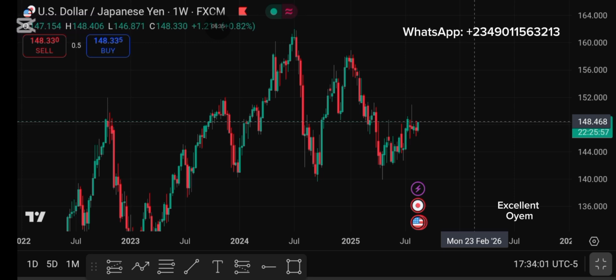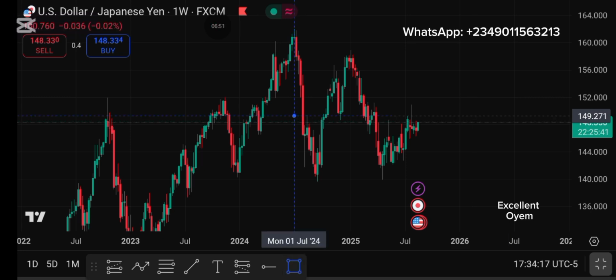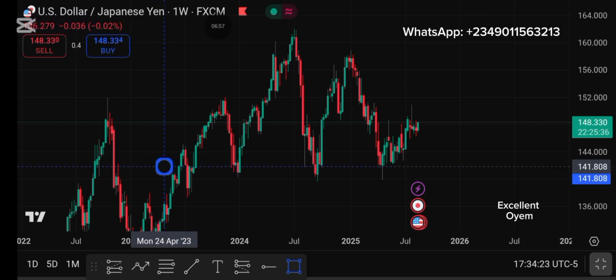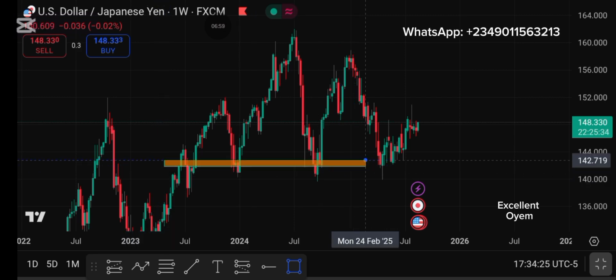These levels are not exact prices but rather zones. Take note of this. When I will be teaching how to draw this, these levels are zones. They are not exact prices. When we mean zones, let me draw a zone for you. Zones are like this.